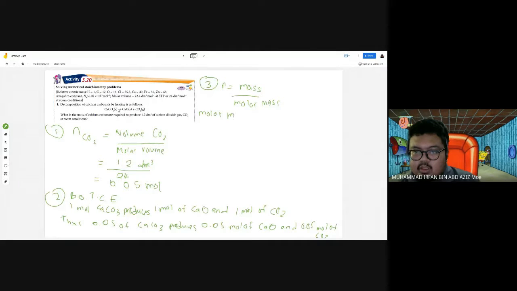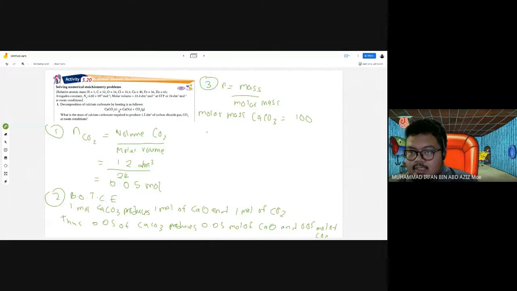Molar mass for CaCO3, we will get apa? Ca 40, tambah 12, so akan dapat 52, plus 16 times 3, which is 48. Okay, 48 plus 40 plus 12, you will get 100.